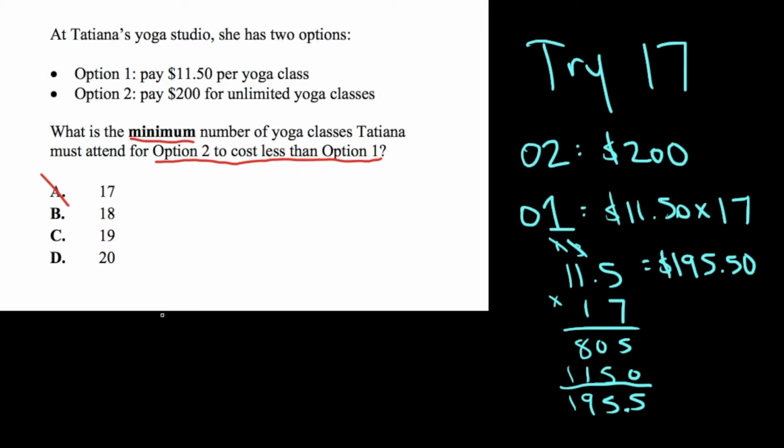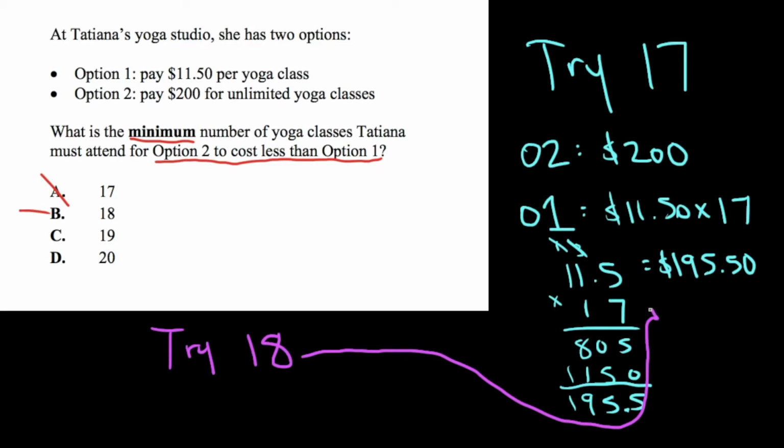It is very, very close though. So I've got a good feeling that if we added just one more class, we'd probably get over 200. I've got a good feeling about B, and we're going to try 18 next. I'm going to use the work that we already did and just add one $11.50 class to the 17 we already calculated. What is that? All right, we get $207. That is more than the 200 from option 2, and B is our answer.